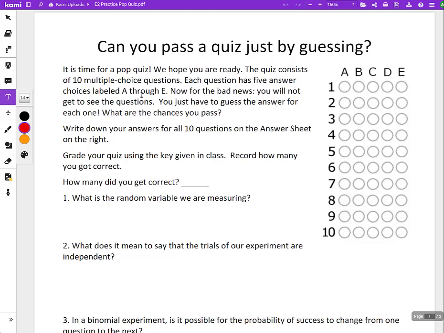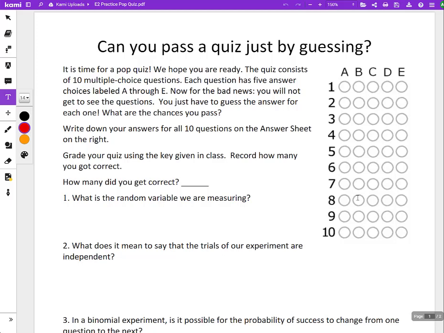We hope you're ready. The quiz consists of 10 multiple choice questions. Here they are. Each question has 5 answer choices labeled A through E. Now for the bad news, you will not get to see the questions. You have to just guess the answer. So what are the chances you pass?